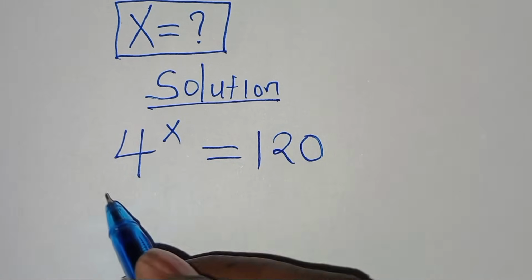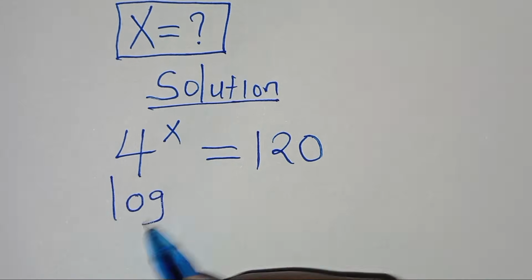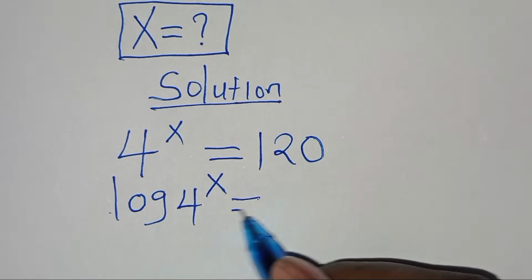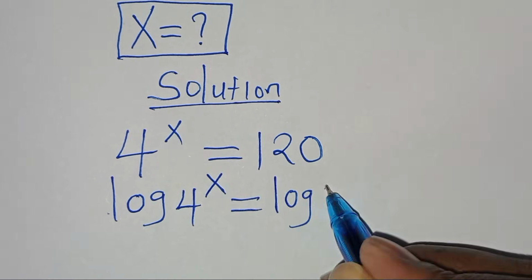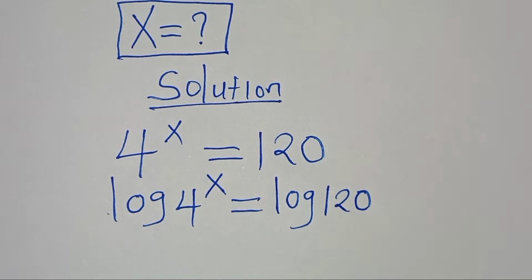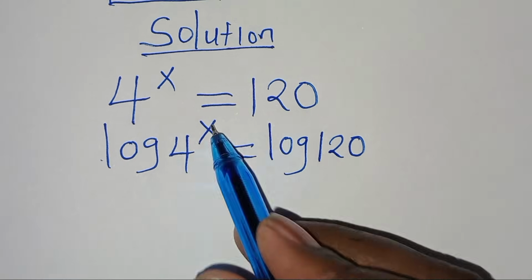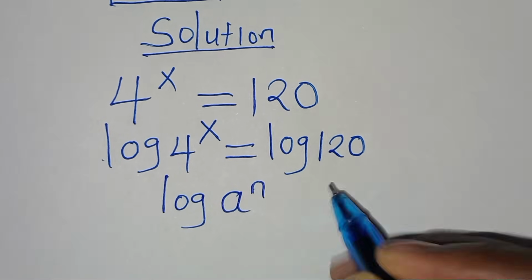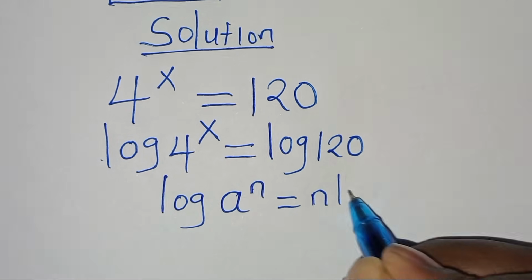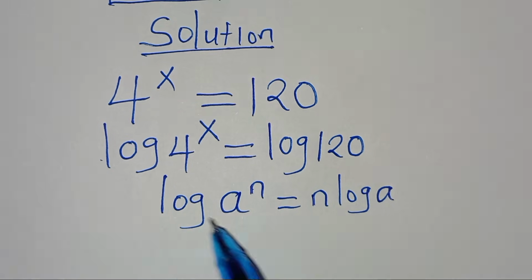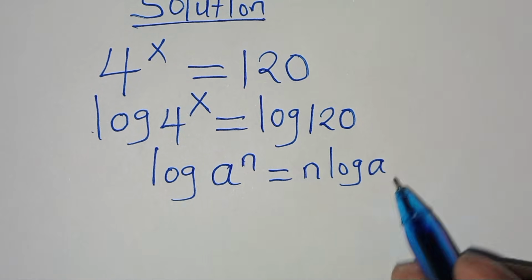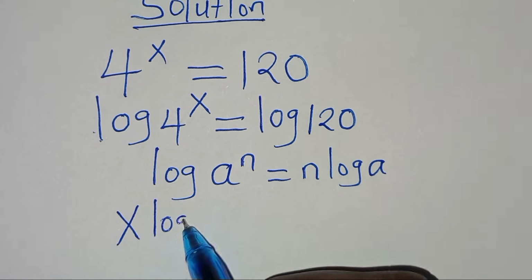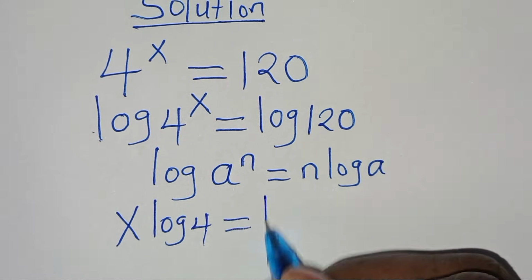To solve for x here, let's introduce logarithm on both sides so that this is log 4 to the power of x equals log 120. So log 4 to the power of x is in the form of log a to the power of n, which can be expressed as n log a. Now applying this power rule property of logarithm, log 4 to the power of x becomes x log 4, which is equal to log 120.